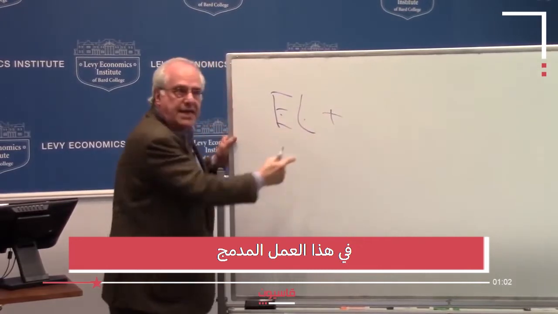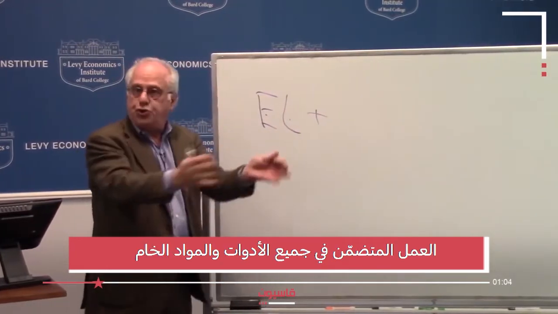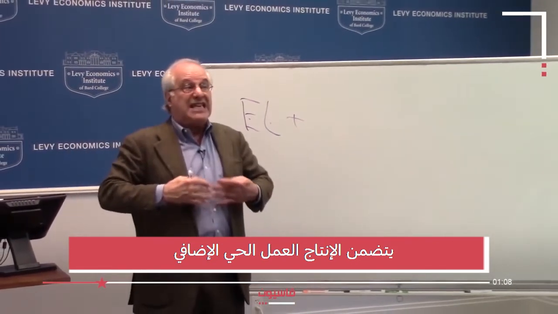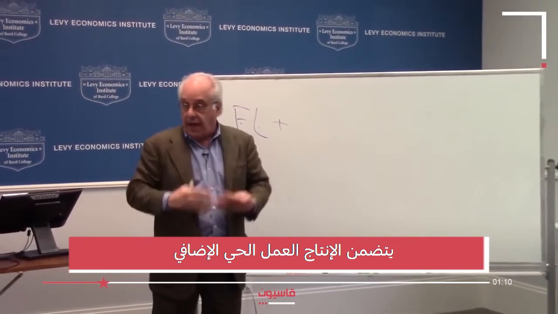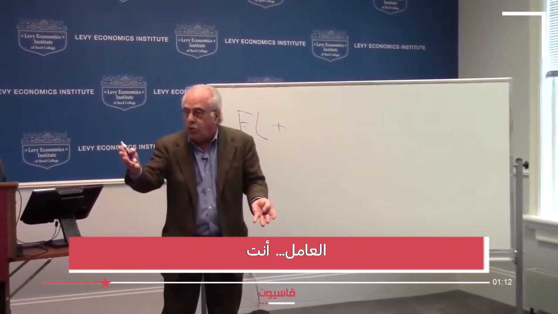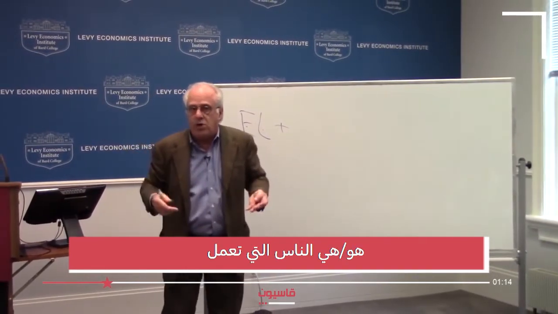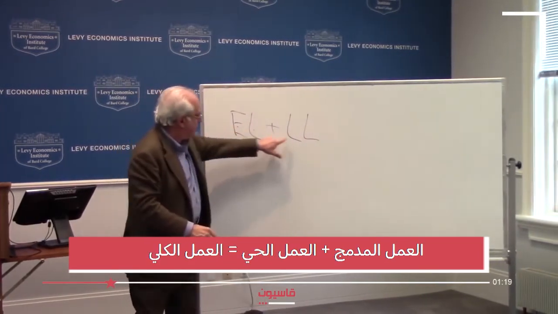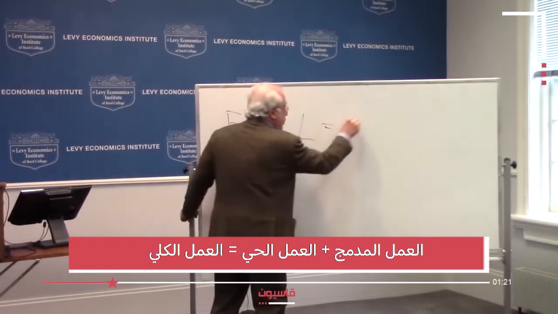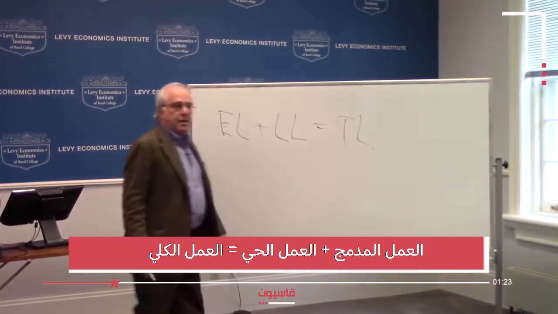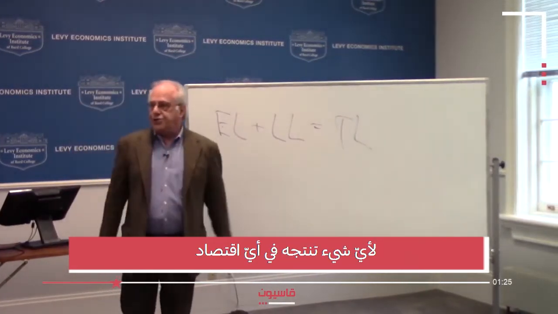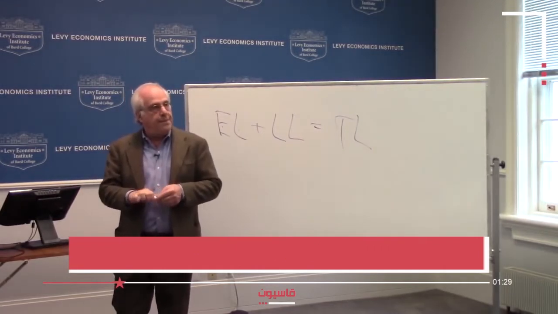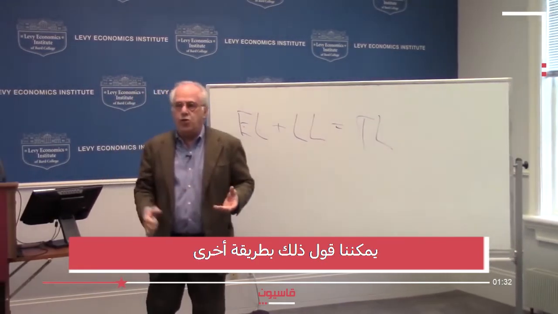With this embodied labor, labor embodied in all the tools, equipment, and raw material, production involves the addition of living labor, the worker, you, him, her, the people working. So we're going to call that living labor. Embodied labor plus living labor gives you the total labor in whatever we produce in an economy. It's real simple. Okay? You can say it in other words.